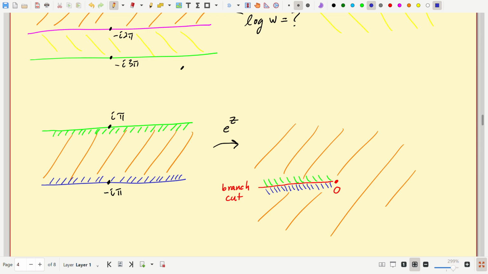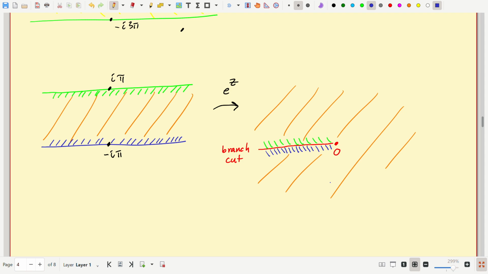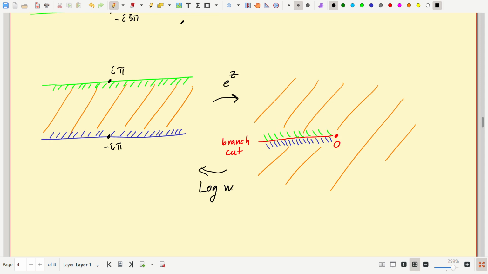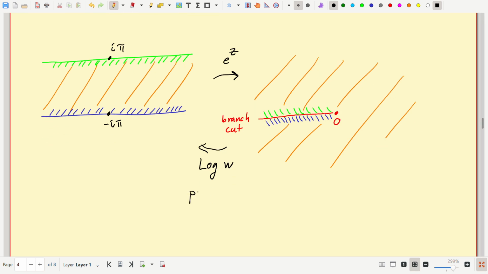Okay, this is the principal log. And I like to write that capital L-O-G of w. I use capital L like I use capital A for principal argument. That's the principal branch of log. And this is the first time I mentioned branch cut on purpose; I've said it by accident, maybe. Principal branch of the complex logarithm.